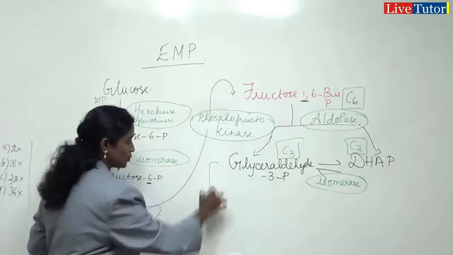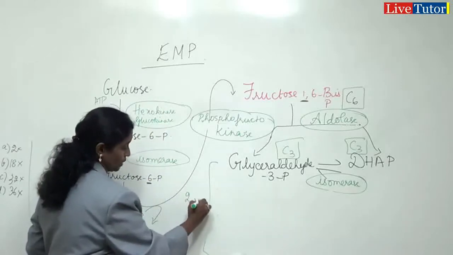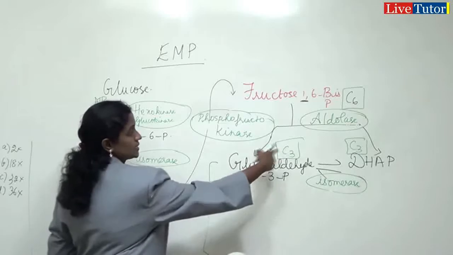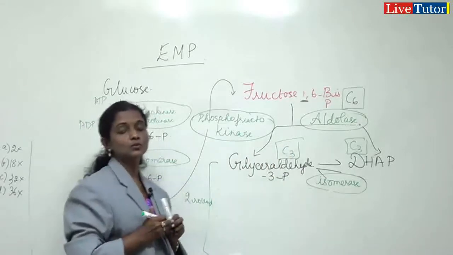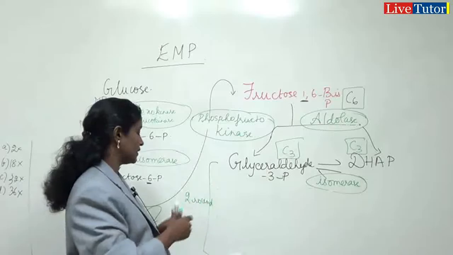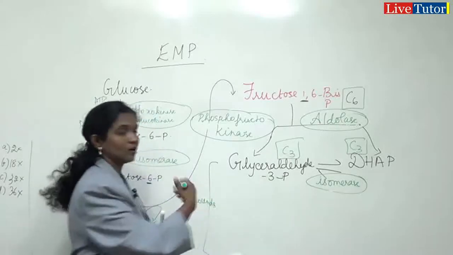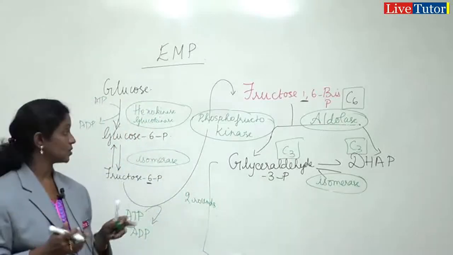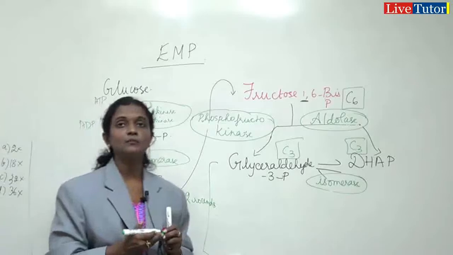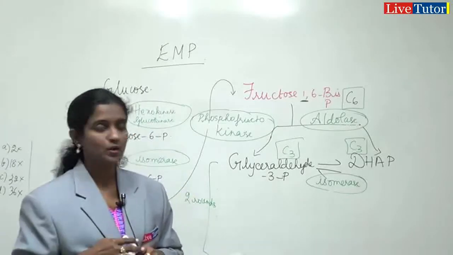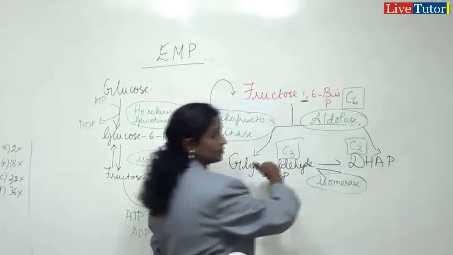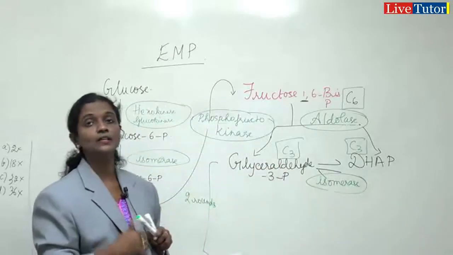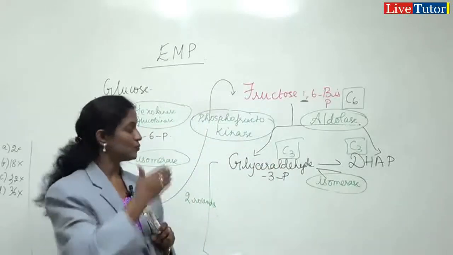Whatever steps we are going to see hereafter will be in 2 rounds, because we have 2 C3 sugars. So all the steps from the 4th till the 10th step will go on for 2 rounds. Anyhow, the DHAP has to be converted to glyceraldehyde 3-phosphate for the reaction to proceed.